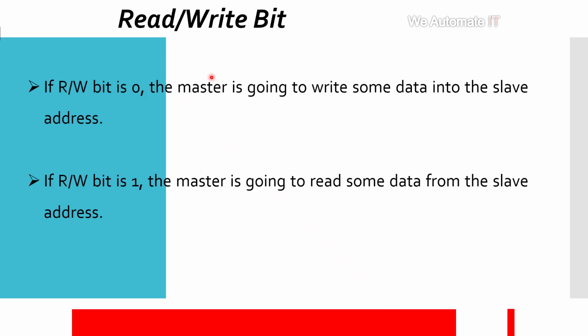If the read/write bit is 1, then the master is going to read some data from the slave address. So 0 means the master is going to write some data to the slave address, but if it is 1, then the master is going to read some data from the slave address. This is the difference between the read and write bit in I2C.